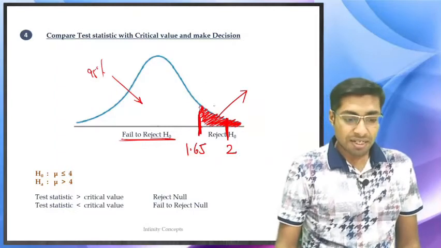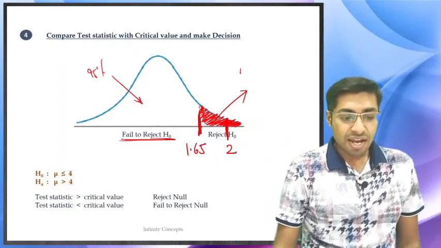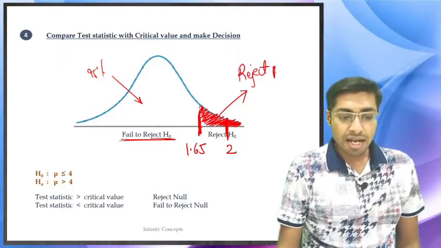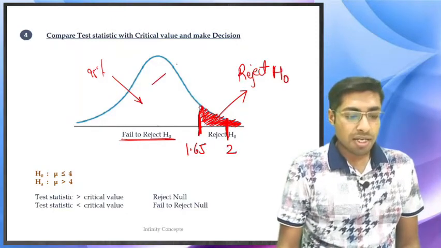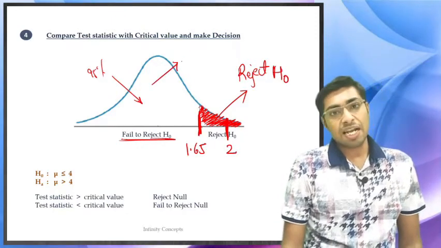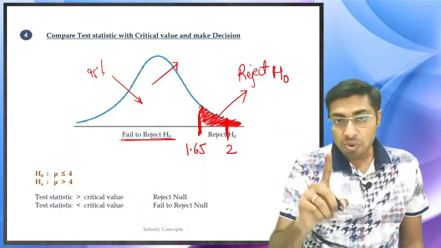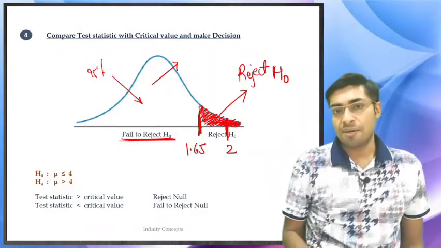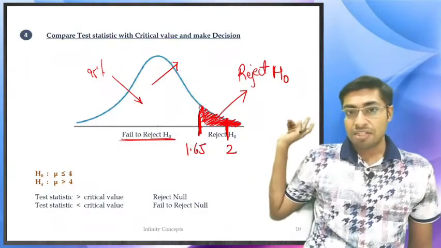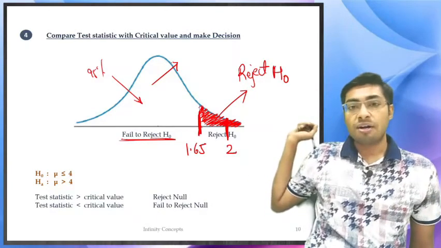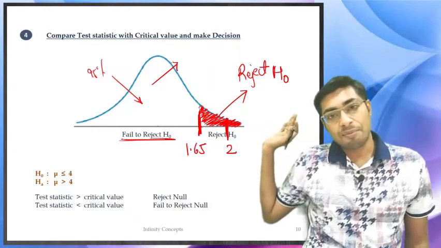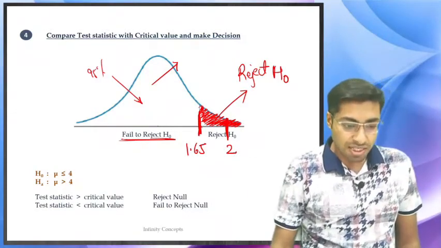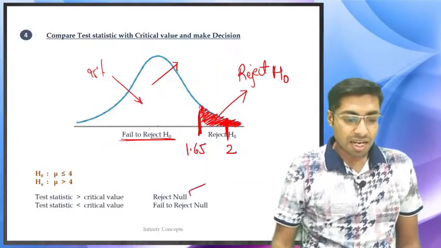So over here, on this side, we reject the null hypothesis, and over here, we fail to reject the null hypothesis. Remember, 2 is on the right of this 1.65, which is the critical value. So on the right of this critical value, it will be what? Reject the null hypothesis. And therefore, you are very happy. Test statistic is more than the critical value. We reject the null hypothesis.